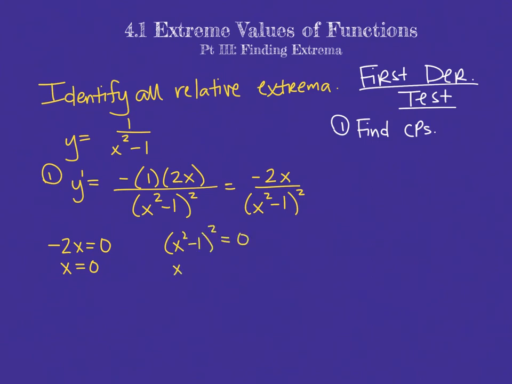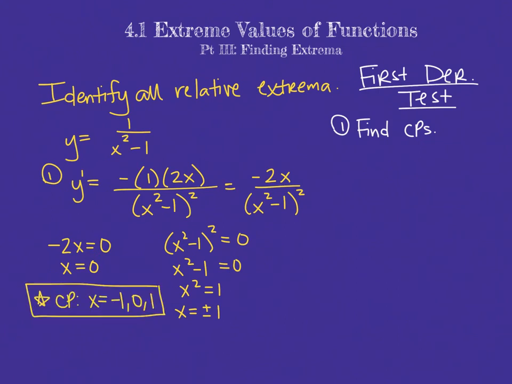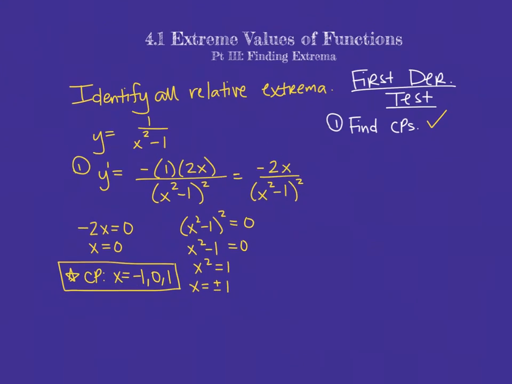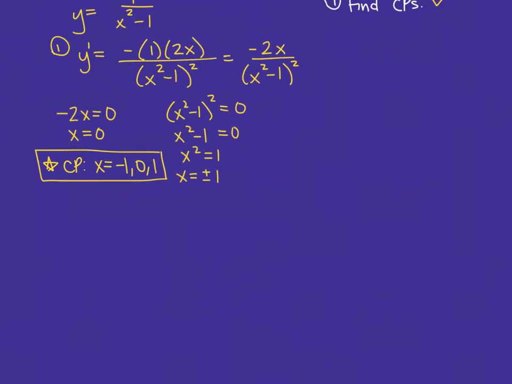We'll square root both sides, add 1, and take the square root. Therefore, our three critical points are negative 1, 0, and 1. So we have found our critical points by setting our first derivative to 0 and figuring out where our first derivative is undefined. When our derivative is a fraction, that means it's 0 when the numerator is 0 and undefined when the denominator equals 0. Our next step is to create a number line using our critical points.